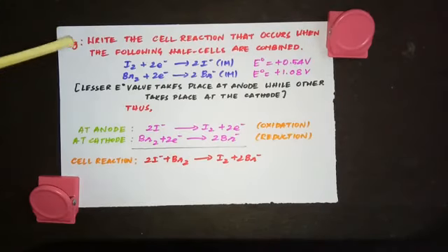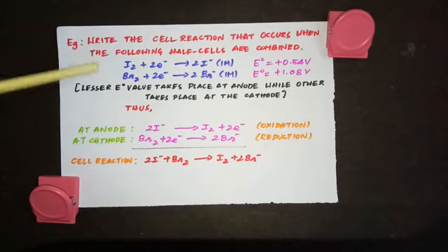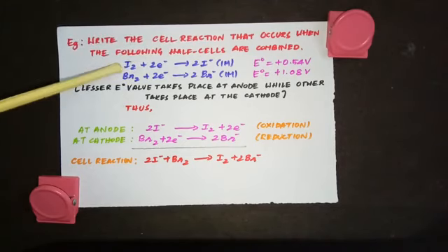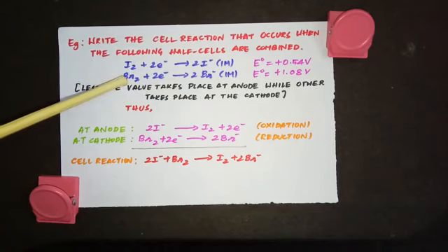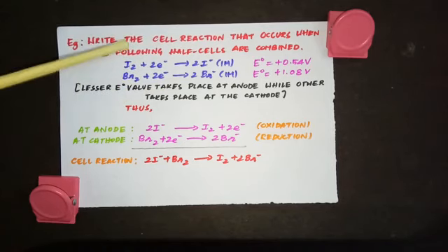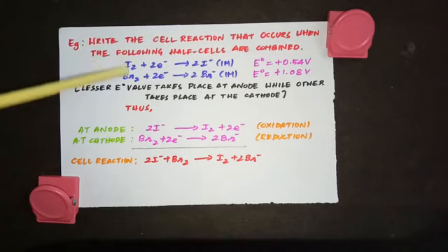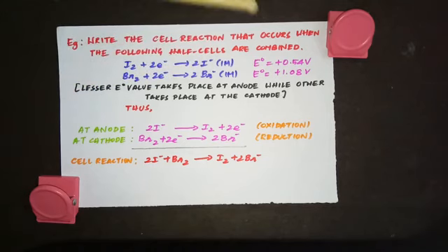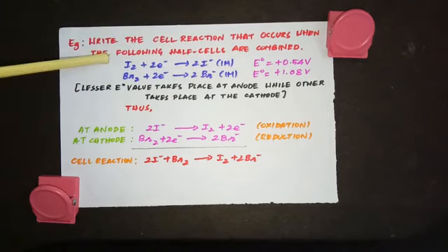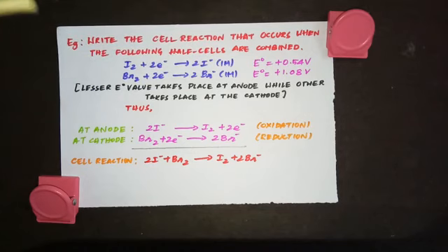Read the question. Write the cell reaction that occurs when the following half cells are combined. So they have given you two reactions. See, both are reduction reactions. So they are combining these two reactions, and they are asking what will be the cell reaction when these half cells are combined. They have given you the reaction, but you have to decide from the E0 values which will undergo reduction and which will undergo oxidation comparatively easily.